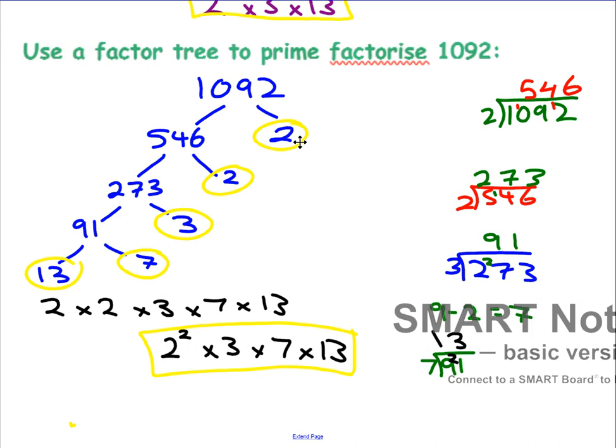Then you write it out. I write it out the long way first. 2 times 2 times 3 times 7 times 13. See, I've got to have the smallest base to the biggest base. And then the 2 was repeated. 2 times 2, we write it as 2 squared, times 3 times 7 times 13 is how you must write your final answer. Okay, excellent.